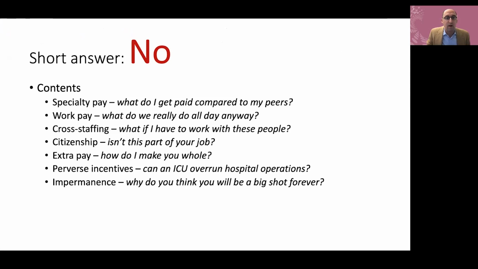I will spend some time talking about specialty pay and the established economies there, work pay and the problems with paying for what one does. We'll talk about cross-staffing, the role of citizenship, extra pay and how it should be handled. I'll touch on perverse incentives, which are a fundamental problem when dealing with this issue. And then we'll talk about the impermanence of ICU work and the constantly changing nature of what it is we do.